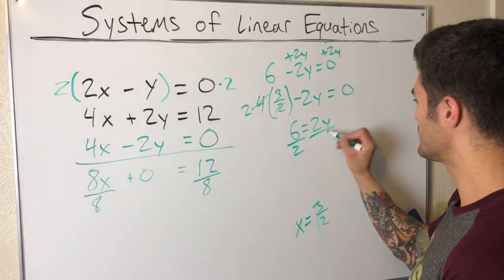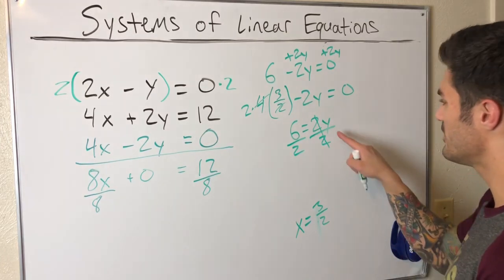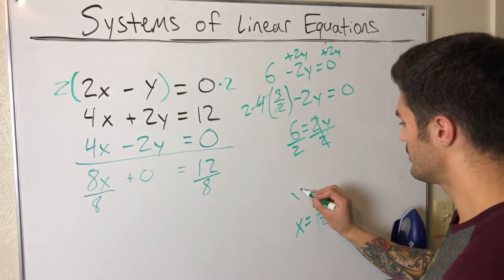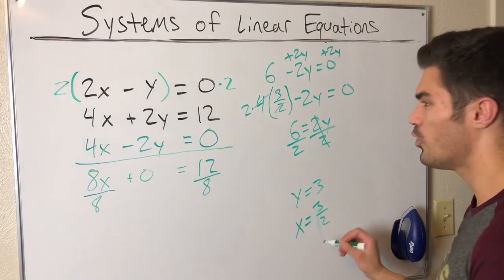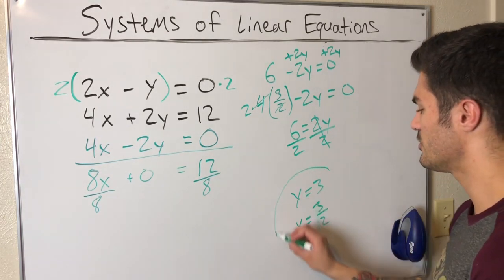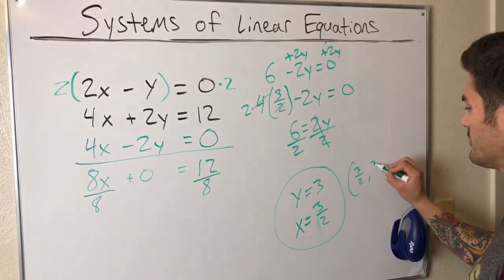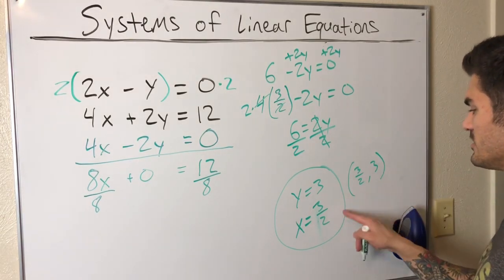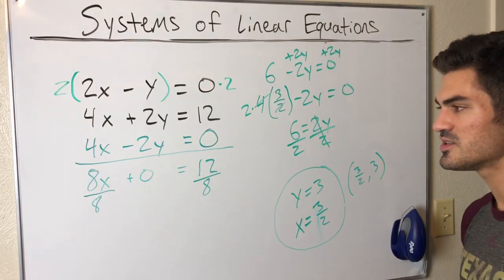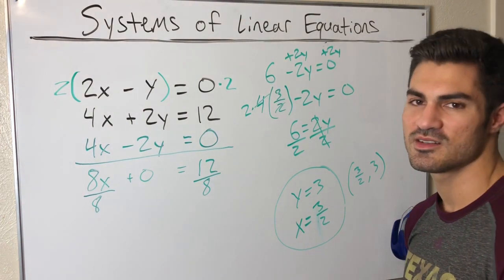All right, divide both sides by 2, and I get y equals 3. So this is actually my solution. I have one solution for this system of linear equations, and I can write this as a point if I want: 3/2, comma 3. But yeah, this is my solution. I have one solution, so this is independent and consistent.